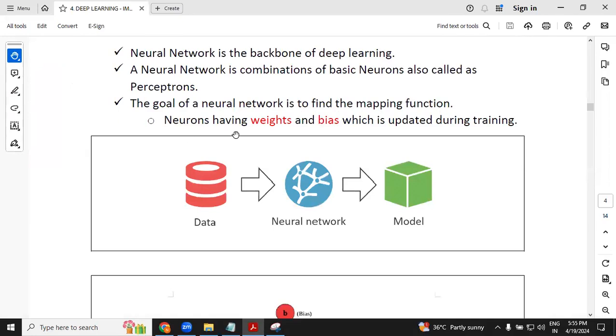Please remember this: I'm not talking about the neural network, but every neuron. In the backend it has a weight, the same way that in machine learning every feature has a coefficient. In deep learning, every neuron has weights, and it has a bias value. Bias means simple error, which is updated during training.